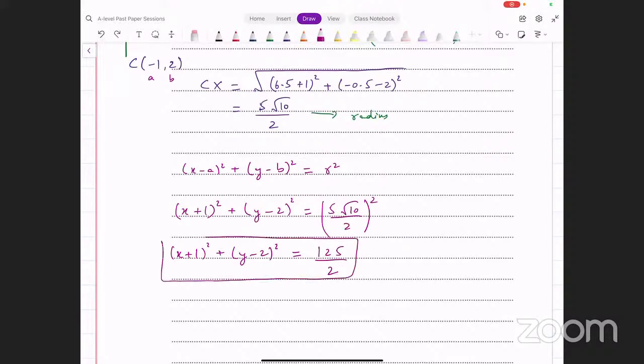इसको decimals में नहीं लिखना आपने. यहाँ पे अगर decimals में लिखेंगे आपकी exact value नहीं आएगी end पे, and that's going to be a problem. You'll lose 1 mark. Okay, so that's the equation of the circle in this part.